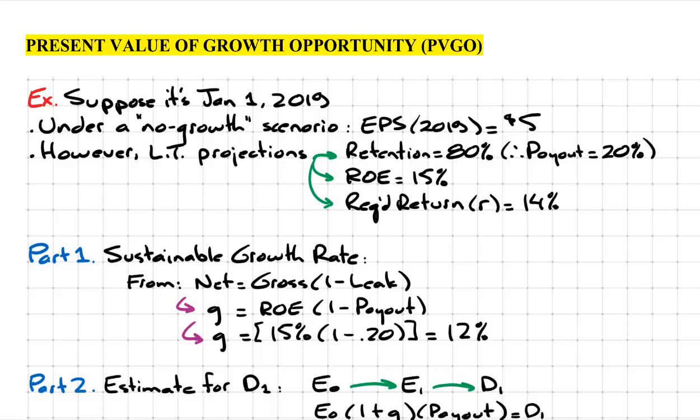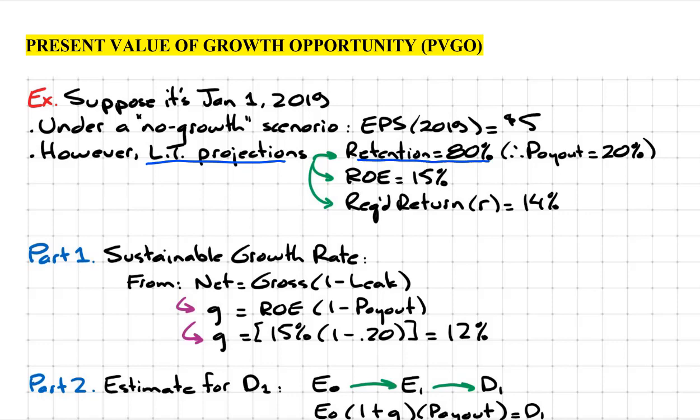Present value of growth opportunities. Let's look at an illustration. Suppose that today is January 1st, 2019, and under a no growth scenario, the earnings per share for the entire year would be $5 if there was no growth. However, long-term projections are as follows.